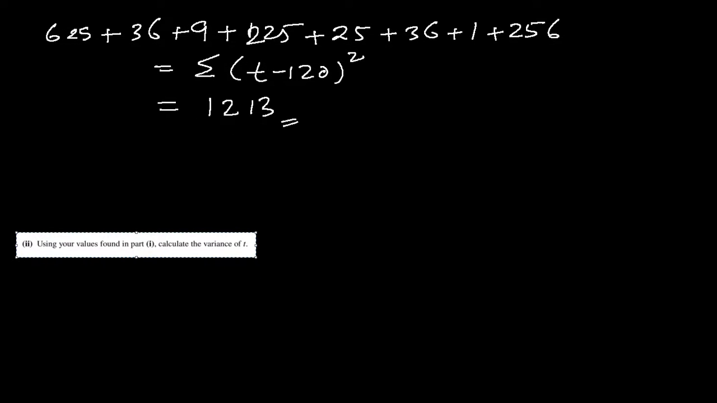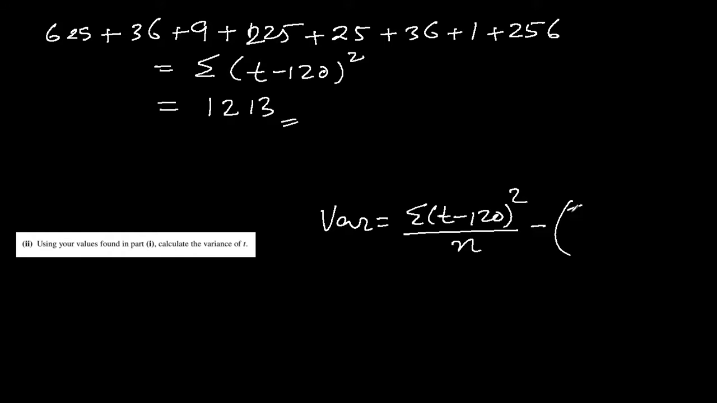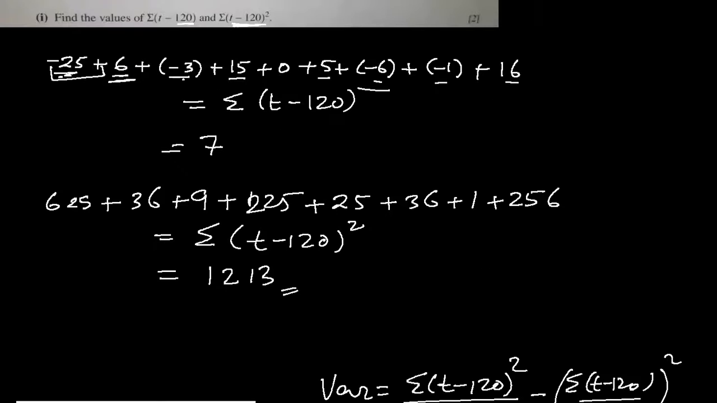Okay, using your values in part 1, calculate the variance of t. So the formula for variance is sigma (t − 120) squared over n, minus the mean, which is sigma (t − 120) over n, squared. n is the number of data we have.